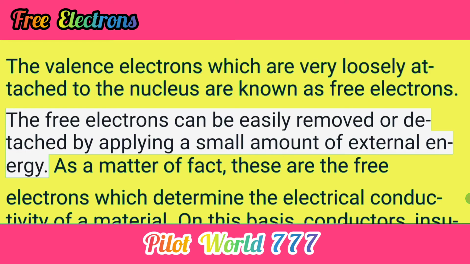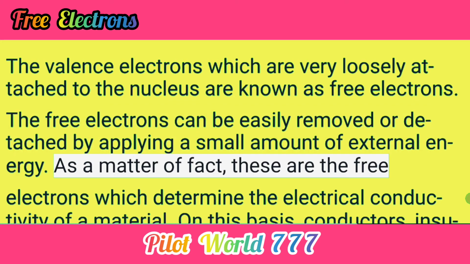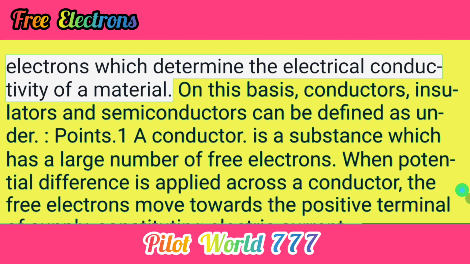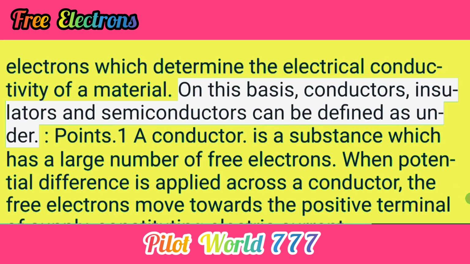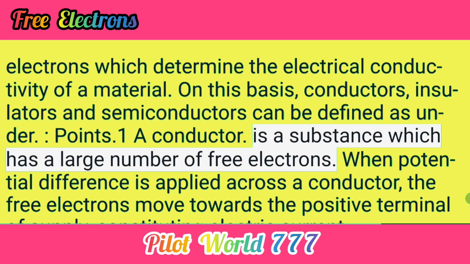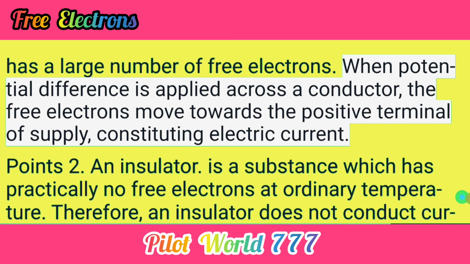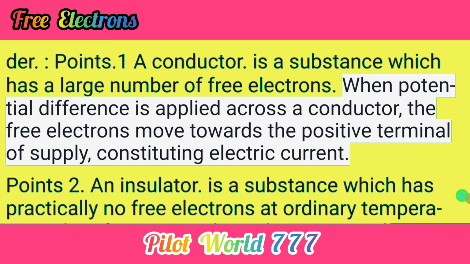The free electrons can be easily removed or detached by applying a small amount of external energy. As a matter of fact, these are the free electrons which determine the electrical conductivity of a material. On this basis, conductors, insulators and semiconductors can be defined as under. Point 1. A conductor is a substance which has a large number of free electrons. When potential difference is applied across a conductor, the free electrons move towards the positive terminal of the supply, constituting electric current.